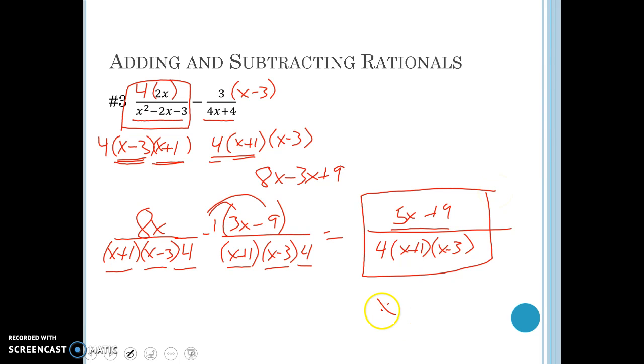And again, I do have restrictions. X cannot equal negative 1 and x cannot equal 3. Because if it is, then I have a denominator that's equal to 0, and I'm dividing by 0, which is undefined. And so my final answer is 5x plus 9 over 4 times x plus 1 times x minus 3.